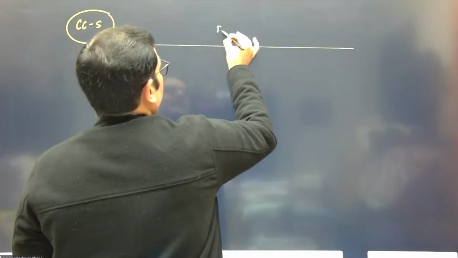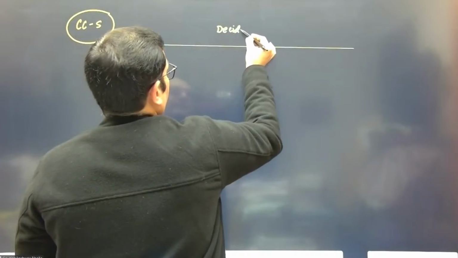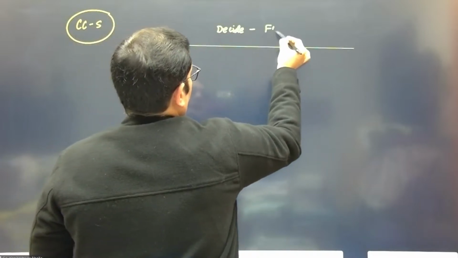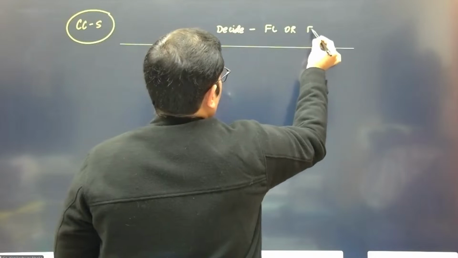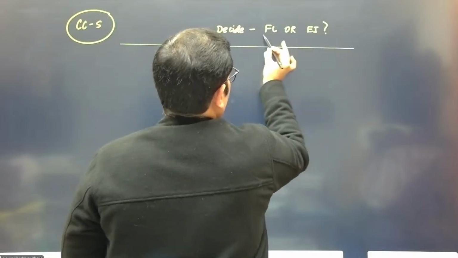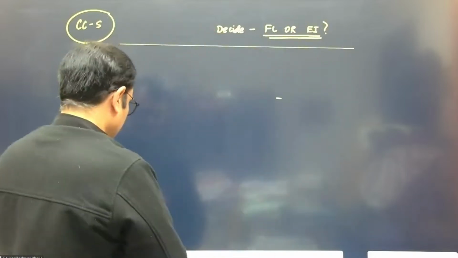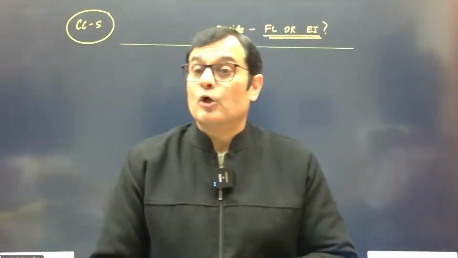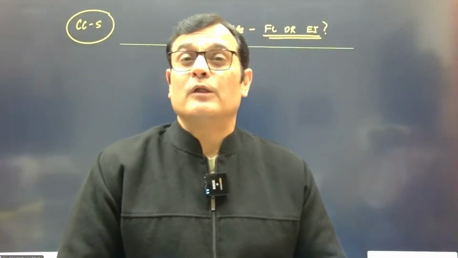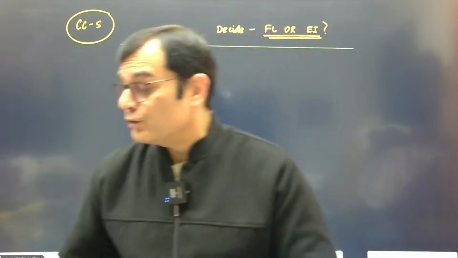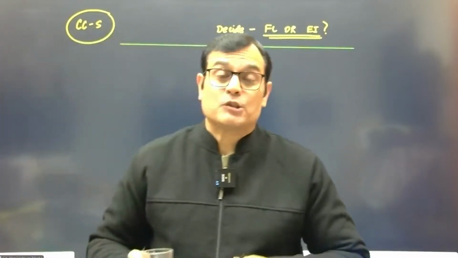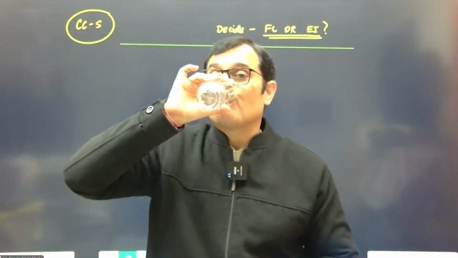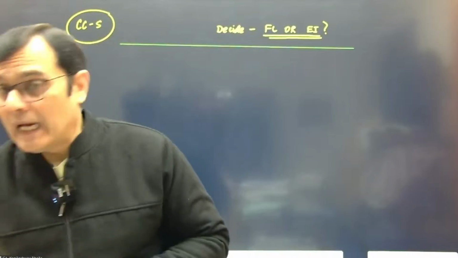So we need to basically decide whether it is a financial liability or an equity instrument as per Ind AS 32, because that will decide the accounting for a future date. That's what it will decide.